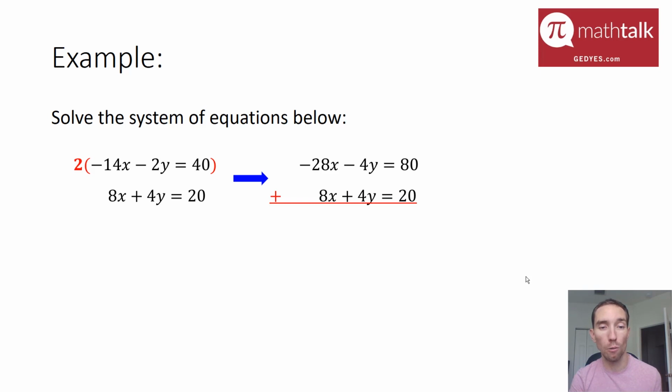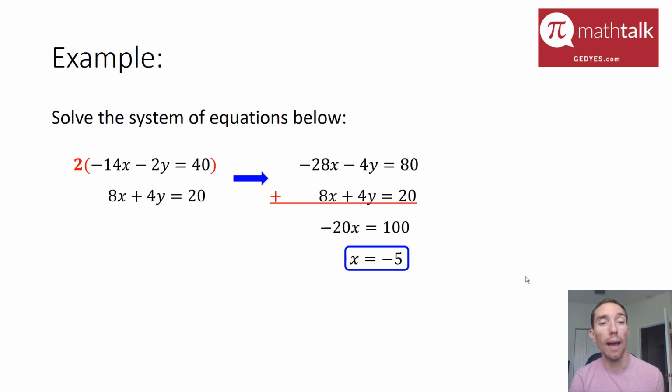So if I add the two equations together, negative 28x plus 8x is negative 20x. Like I said, the y's go away, and then 80 plus 20 is 100. Now I just have one more step, divide both sides by negative 20, and I get x equals negative 5, which is one of the parts of the solution.